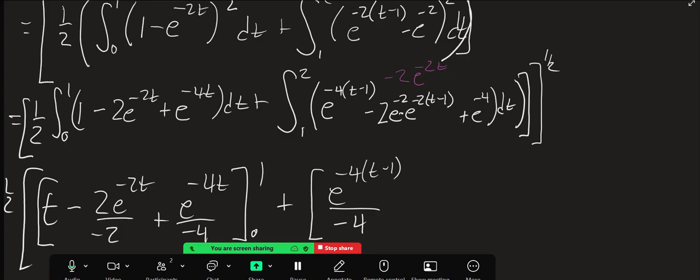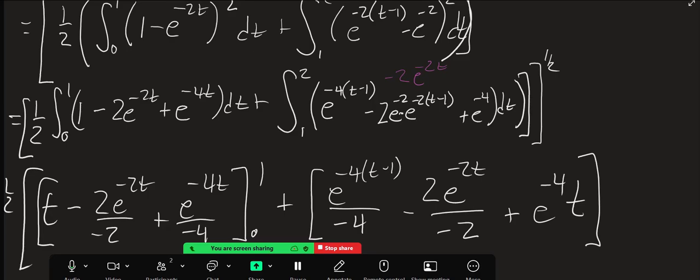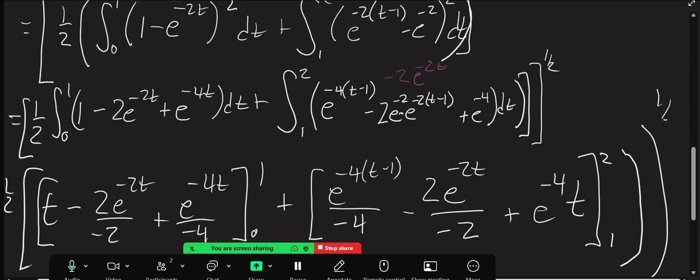So when I integrate that, I get minus 2e to the negative 2t over negative 2. And then e to the negative 4 is just a number, so that integrates to e to the negative 4 times t from 1 to 2. All of that is times 1/2. And all of that, we take the square root of it.